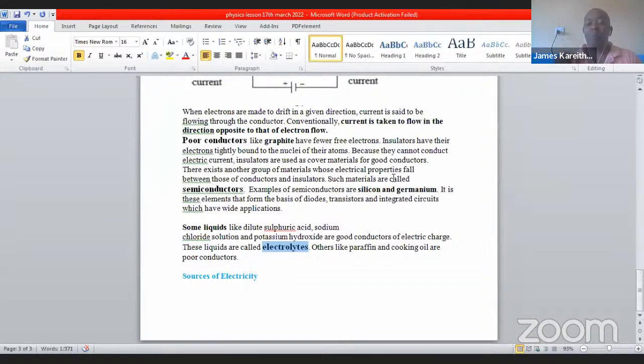A student should be able to give at least 2 examples of what we call electrolytes. And I've said one which is very important is dilute sulfuric acid, sodium chloride, and potassium hydroxide. Remember, they are all solutions. Or in chemistry, I believe you talk about the word aqueous solution.